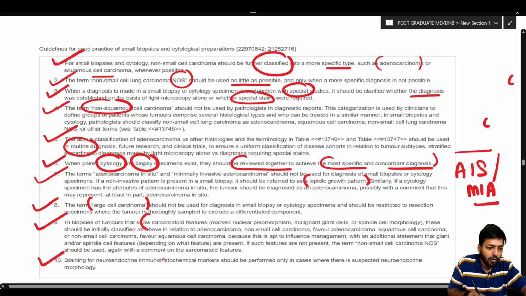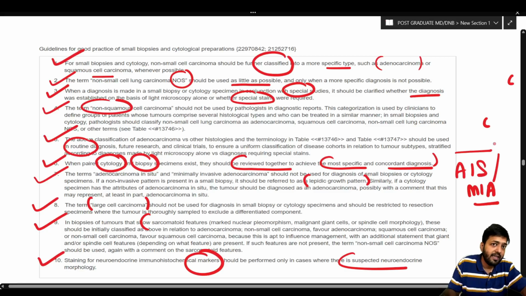Now, staining for neuroendocrine IHC markers should be performed only in cases when you are suspecting neuroendocrine morphology. It should not be a routine panel in the IHC. In the IHC, initially you have to give the markers to rule out adenocarcinoma or squamous cell carcinoma like TTF, napsin, P40, P63. But routinely, neuroendocrine markers are not to be included.